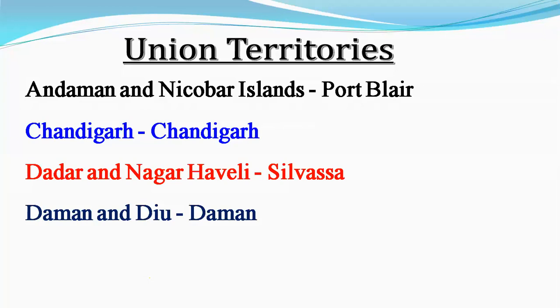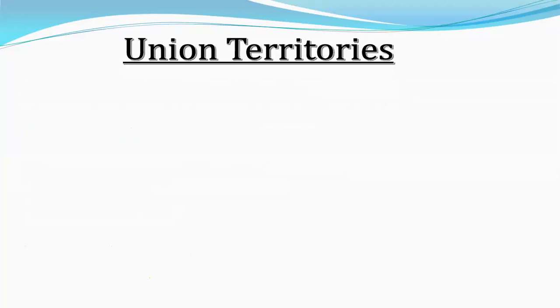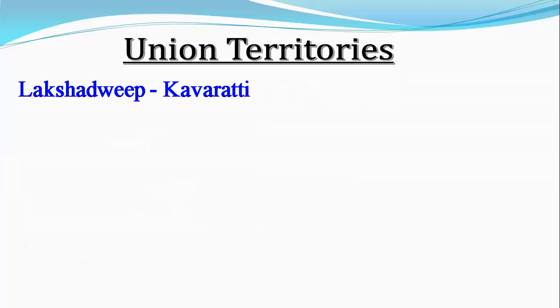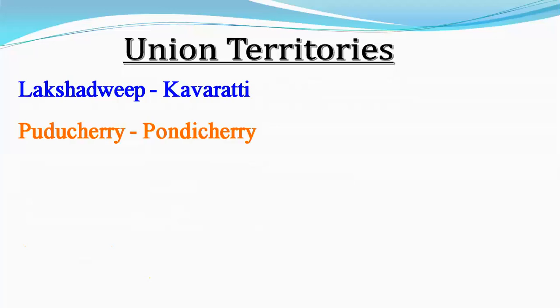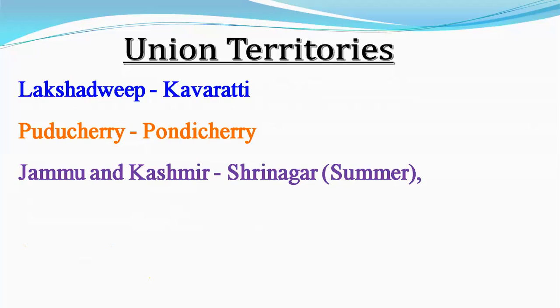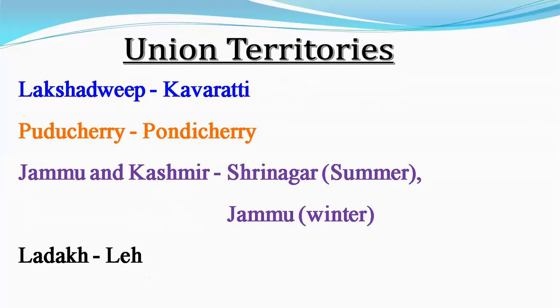Daman and Diu, Daman. Delhi, New Delhi. Lakshadweep, Kavaratti. Pondicherry. Jammu and Kashmir, Srinagar and Jammu. And the last one is Ladakh, Leh. Right. So these are the 9 different union territories you have.